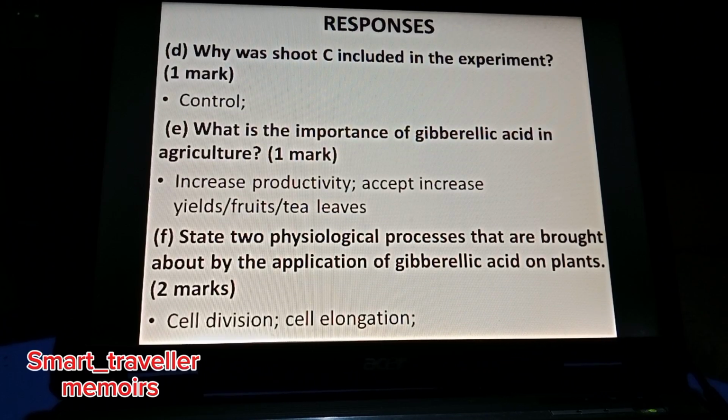Why was shoot C included in the experiment? This was the control experiment. What is the importance of gibberellic acid in agriculture? Increase productivity, accept increased yield of fruit or tea leaves. State two physiological processes that are brought about by application of gibberellic acid on the plants: cell division and cell elongation.